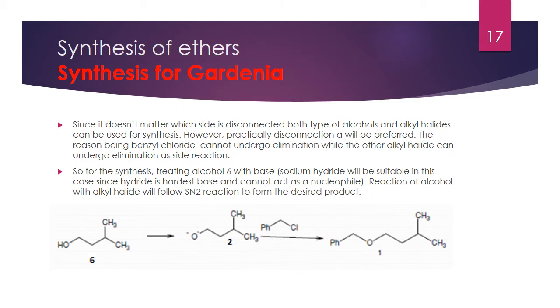So by generating alkoxide out of alcohol, the reaction of alkoxide with benzyl chloride will lead to formation of the desired product. One thing is important: either you use 5, 6 as reactants or you use 7, 8 as reactants, in both cases the reaction mechanism will be SN2. We are preferring this alcohol 6 because in case of 6, the substitution will be much better, because this benzyl chloride cannot undergo elimination, which is possible in case of the other alkyl halide.